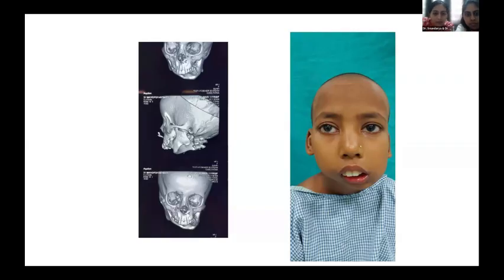A pediatric patient. Then a pronounced antigonial notch is also there on the 3D CT, sir, on the affected side. Age of the patient? Team 2, would you like to add something to it? 11 years, I think. 11 years.